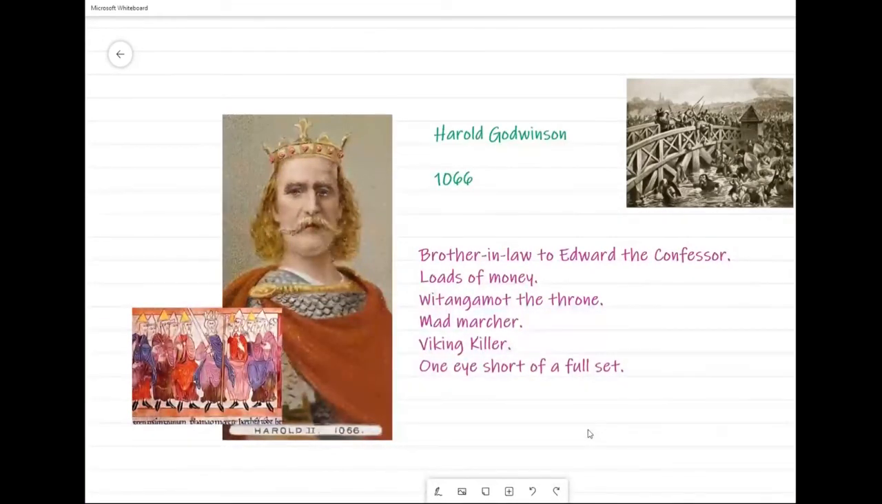There is, in the Bayeux Tapestry, which is part of the thing that's behind me up here, a picture of Harald, or somebody, I should say, getting shot in the eye.